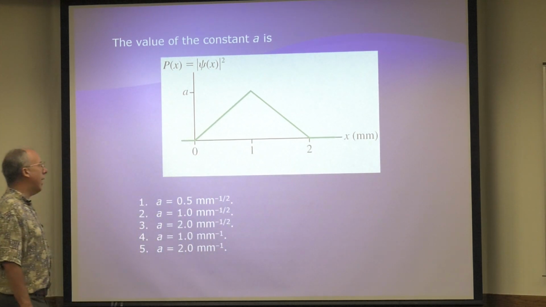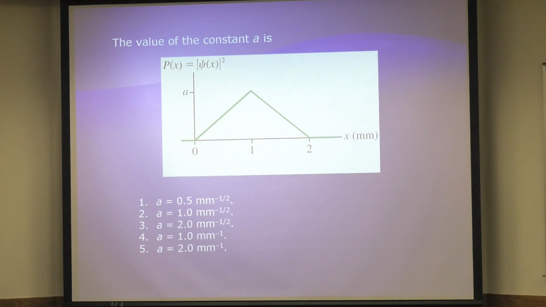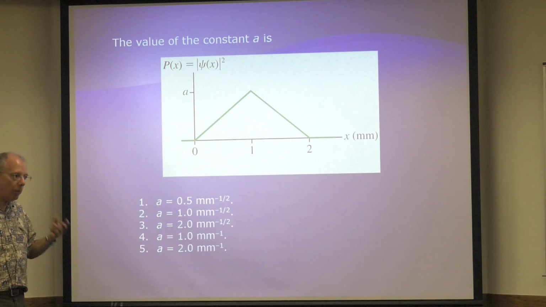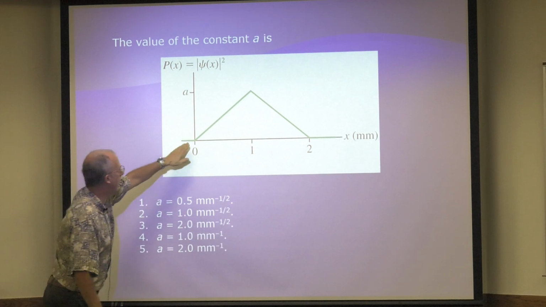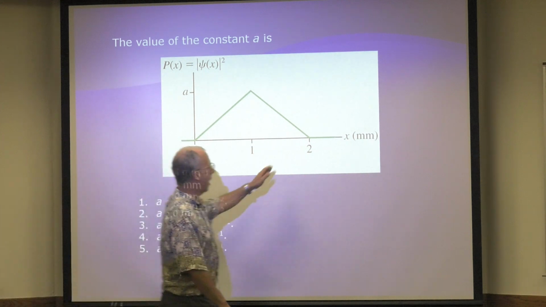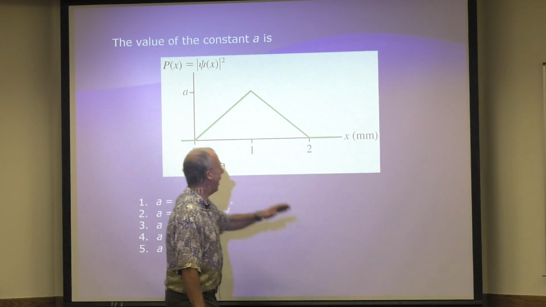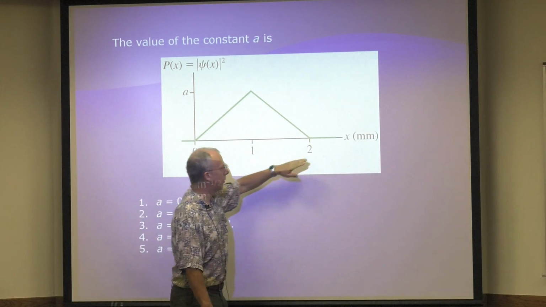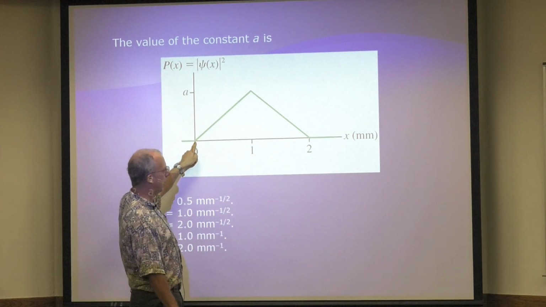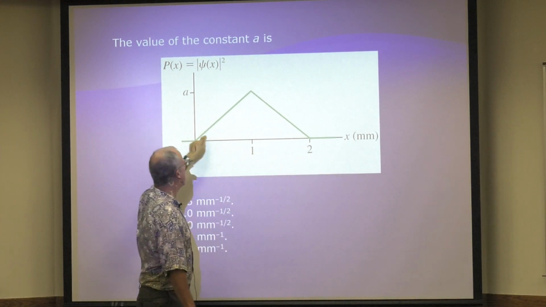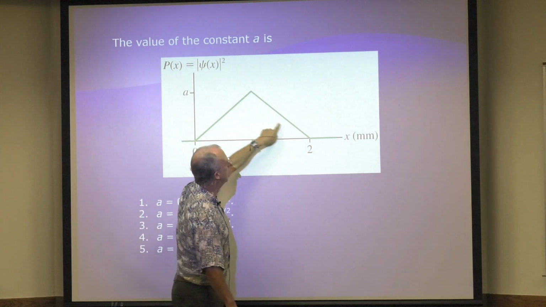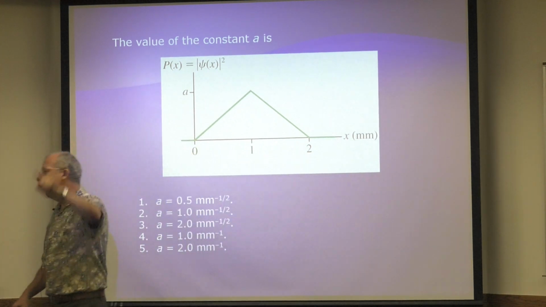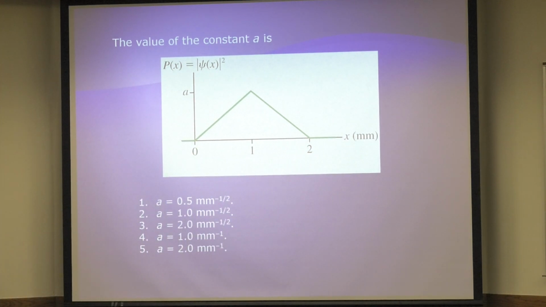Okay, so therefore, the normalization condition says what? It says that the electron has to be somewhere. The probability that the electron is somewhere is 1. Well, it's not over there. It's not over there. It has to be within here to here. It has to be between 0 millimeters and 2 millimeters. So what does this area have to be? 1, right? 100%.